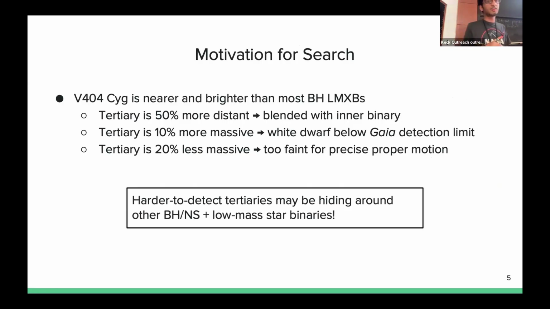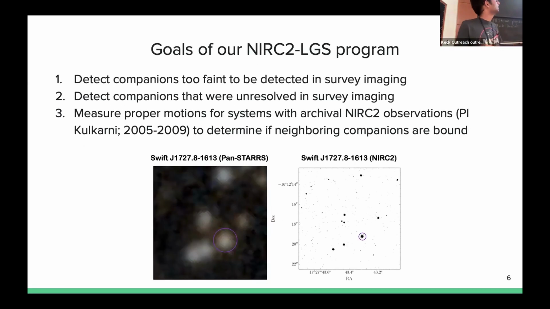And so this suggests that harder to detect tertiaries may be hiding around other binaries, and we just need to go deeper and have better spatial resolution to find them. And that's where NIRC2 LGS comes in. So we proposed and received 3.5 nights on NIRC2, and we had goals that were threefold. First, we wanted to find companions that were too faint to be detected in survey imaging. Two, we wanted to detect companions that were unresolved in survey imaging.